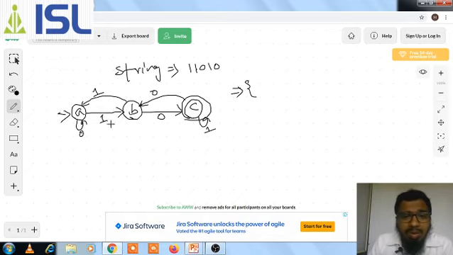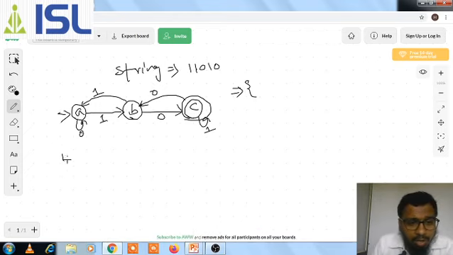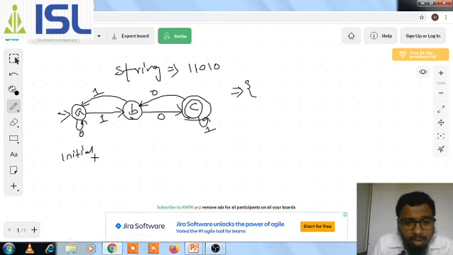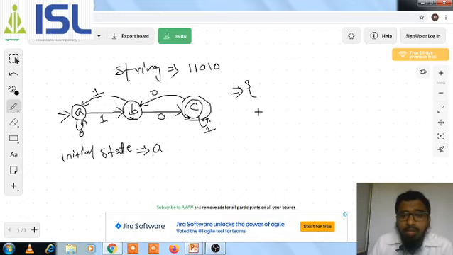What is the initial state here? Which one is the initial state? The initial state is A. So write the A.